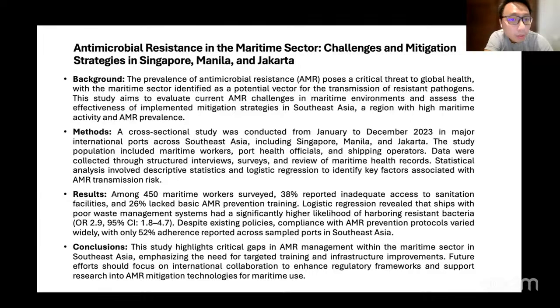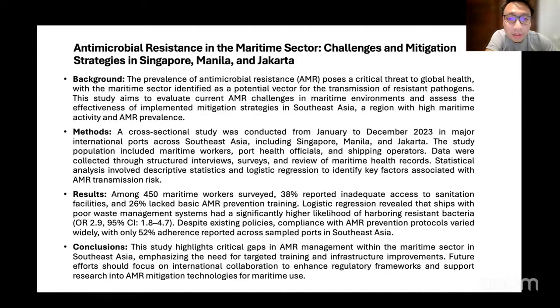So the study population is great, that includes the who: maritime workers, port health officials, shipping operators. Okay, great. Data were collected through structured interviews, surveys, reviews. Okay, so this is also another problem for me. Although the who and the how is there, it sounds like it has interviews, it has surveys. Yes, what does that mean? Review of maritime health records.